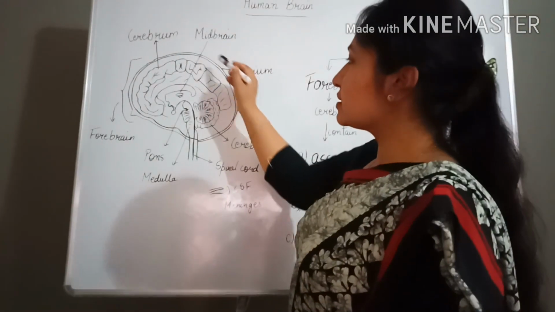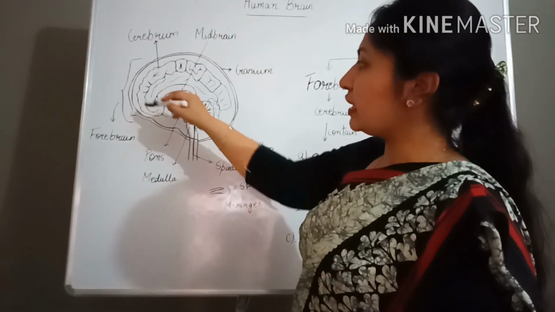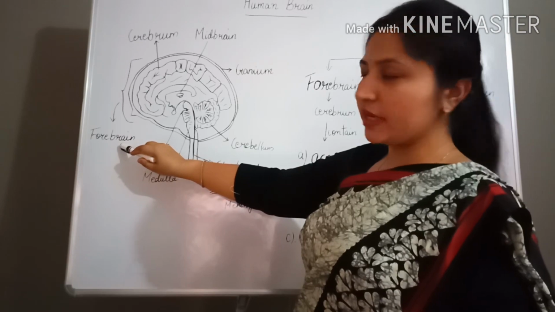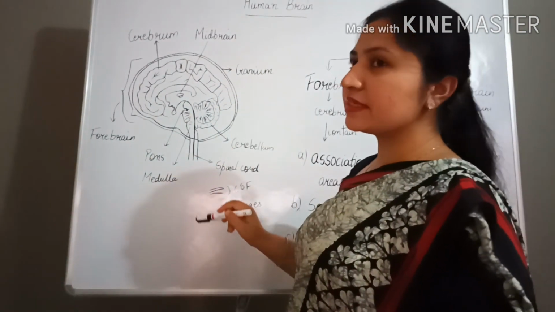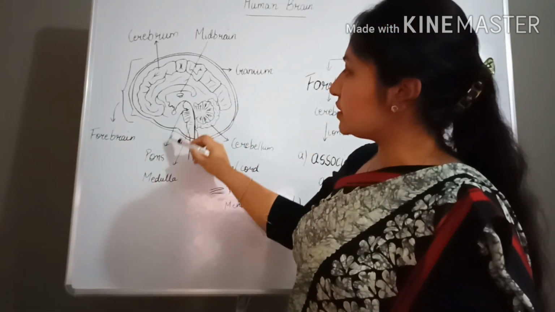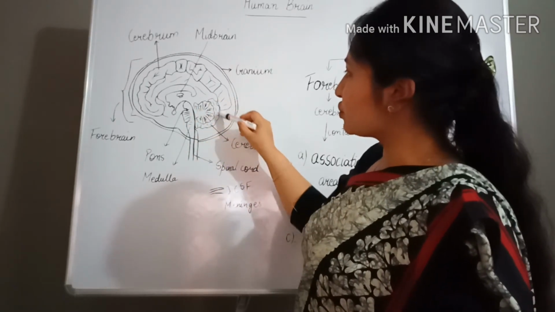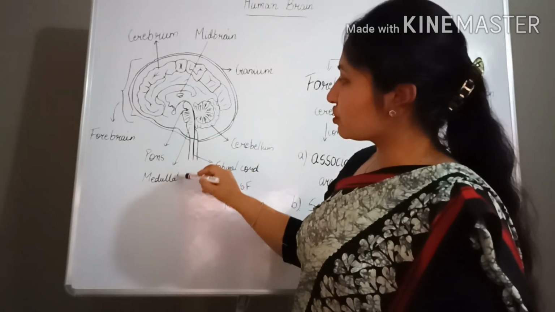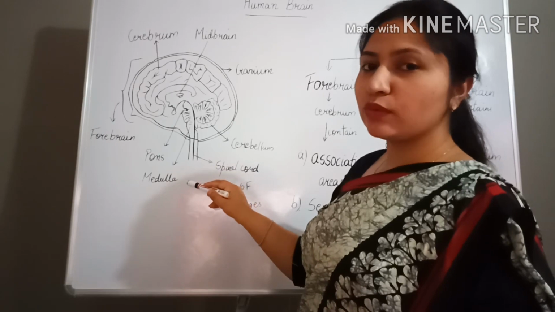See here, this is the structure of the human brain. The human brain consists of three parts. First, the forebrain. Second, the midbrain, and third, the hindbrain. The hindbrain consists of the pons, then the cerebellum, this portion is known as the cerebellum, and then this portion is known as the medulla. Medulla is also known as medulla oblongata.